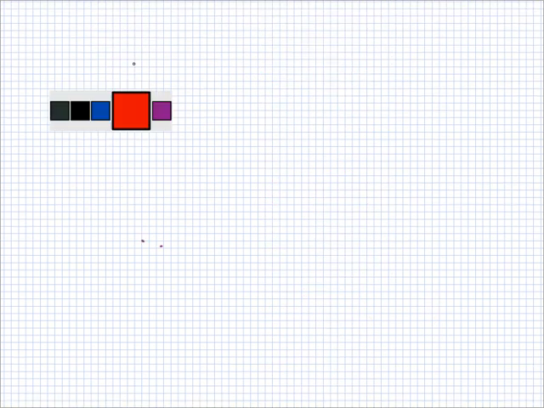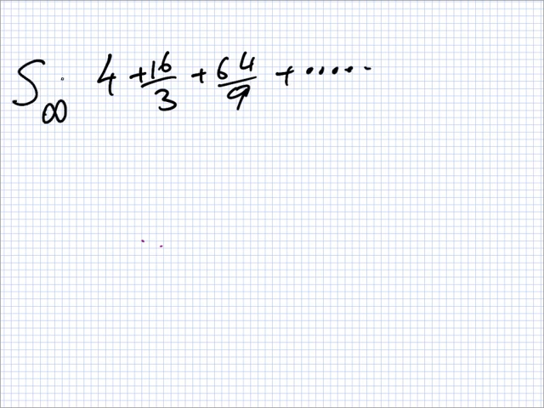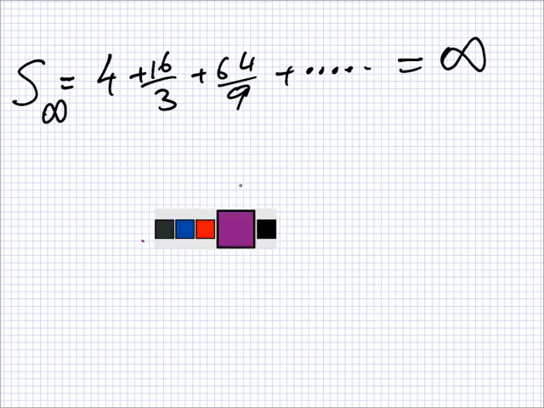So if you were to look at, say, the series 4 plus 16 over 3 plus 64 over 9, dot dot dot, if you were to add this all up, I know that it's infinite. It's like adding up 1 plus 2 plus 3. There's no limit to it, it's infinite. Now, how can we know this, though? Well, it might not be clear to you, but in fact, this sequence is geometric.